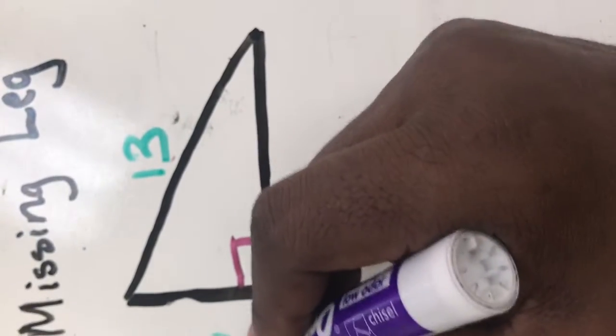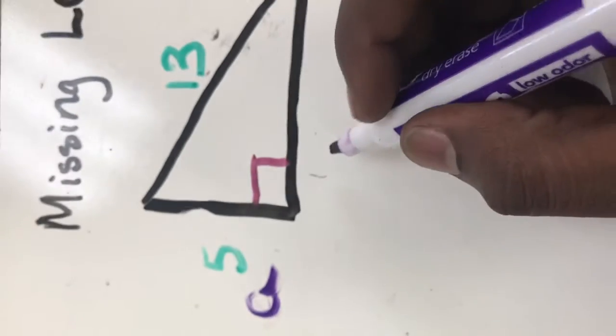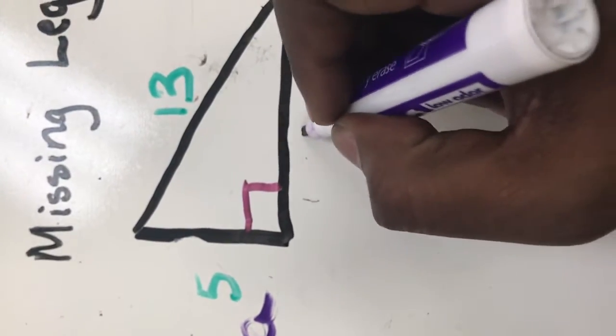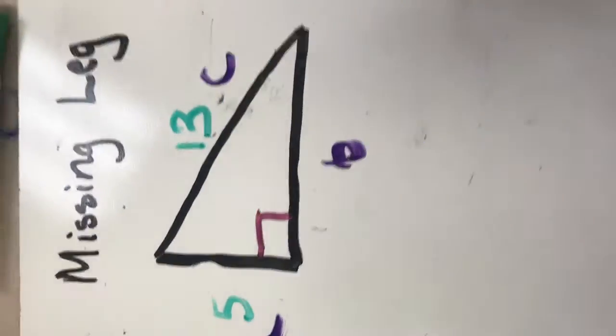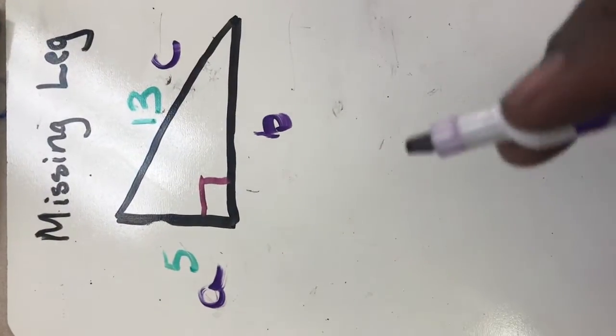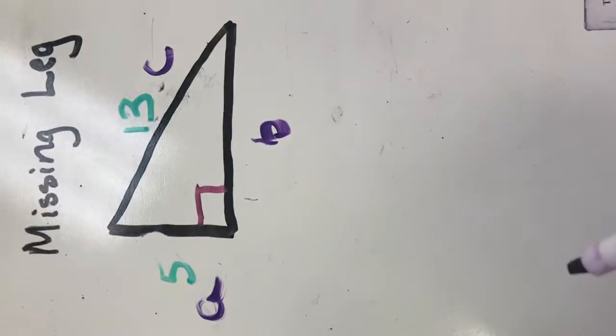So let's call this one A. I'm going to call that side A. We're going to call this side right here B. And then we're going to make this one C. Once again, it doesn't matter which one is A and B. We could have switched those up. B could have been there, A could have been there, but C has to be the hypotenuse, which is there.